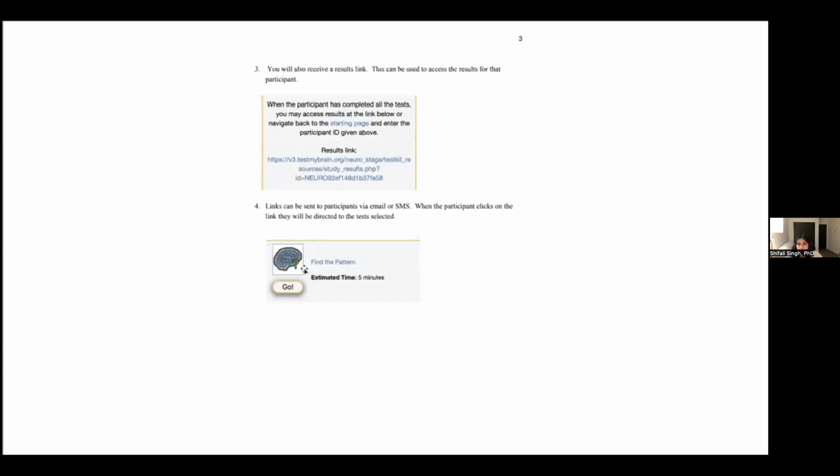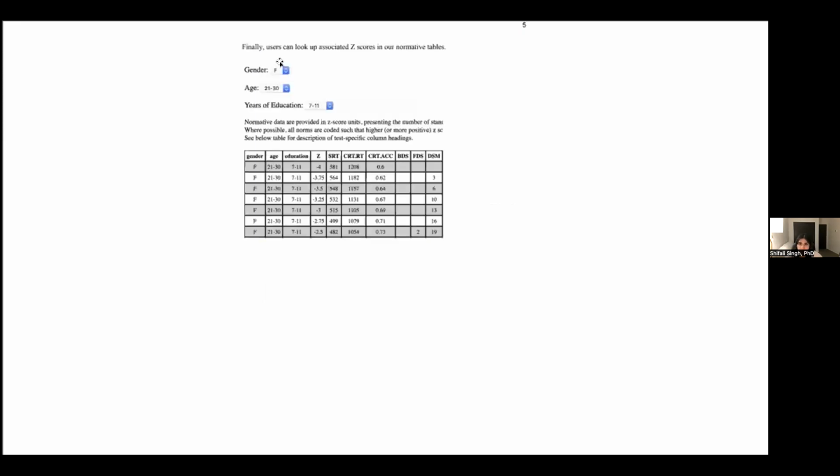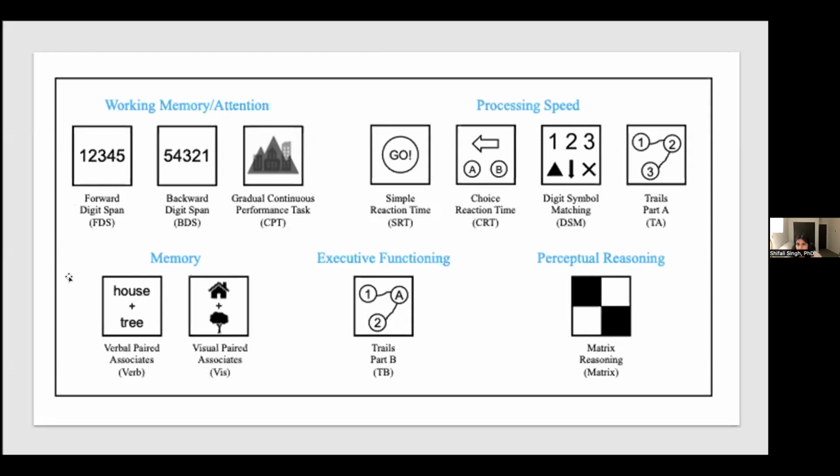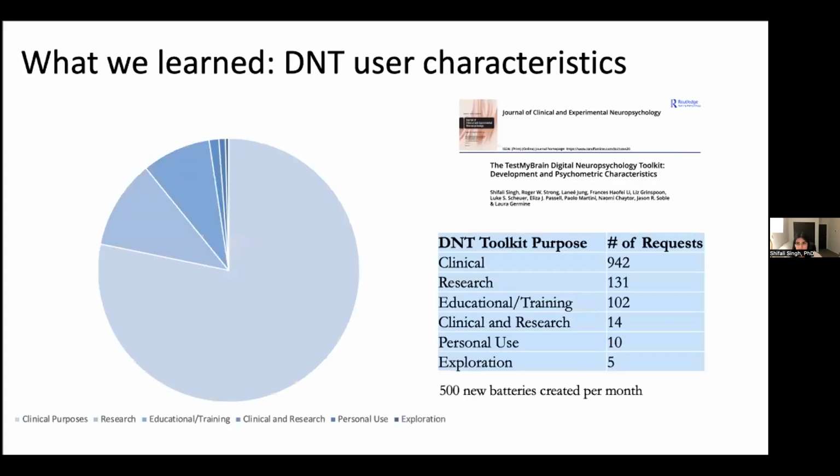And so this is kind of how it looks. You just click this, and then it'll give you an estimated time. And then you can look up Z-scores in our normative tables, pretty granularly, and you can look at a lot of different types of scores. And this is just an example of some of the types of measures that we use. Some of them are pretty similar to our traditional neuropsych assessments.